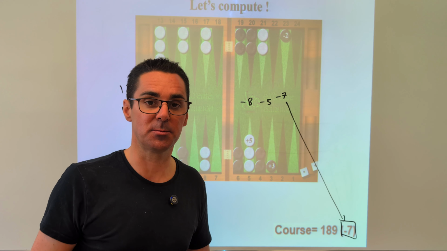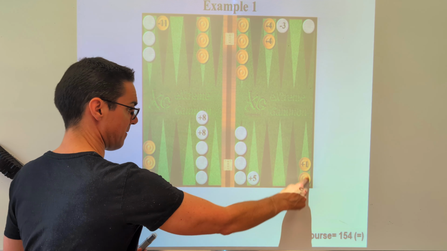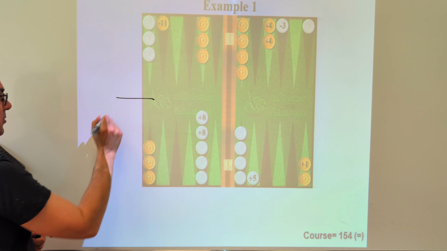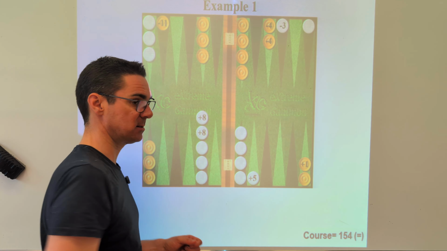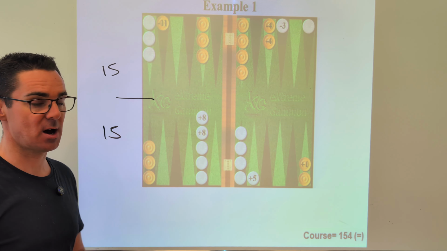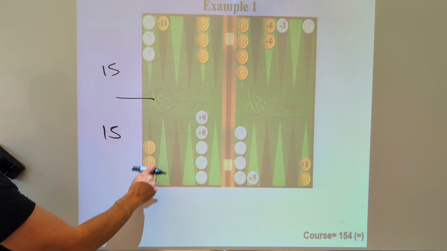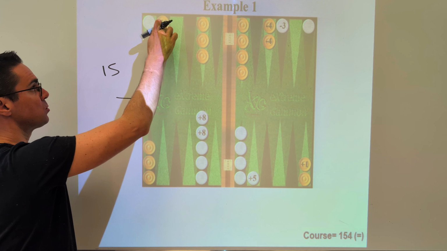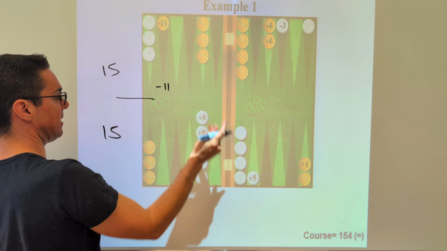late is minus 7 and your advance is 7 pips. Another example: you have 5 checkers here, 5 checkers here, 5 checkers here. So you have 15 and 15 checkers. Those ones are considered as your checkers. Those ones are considered as the opponent's checkers. Those 3 are in an equal race. You don't consider them. This one is considered as an opponent checker, it's minus 11.